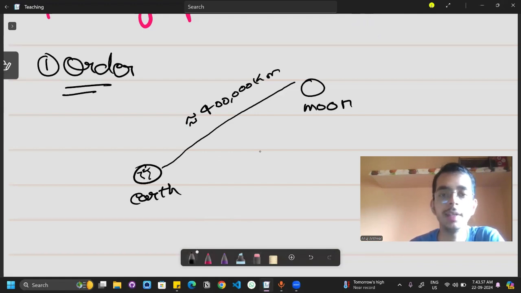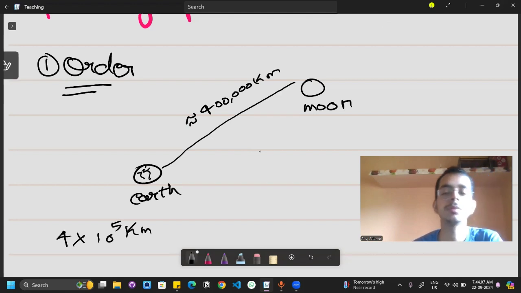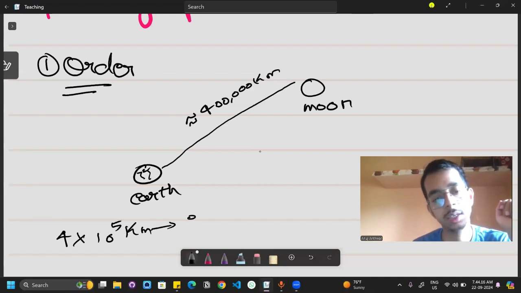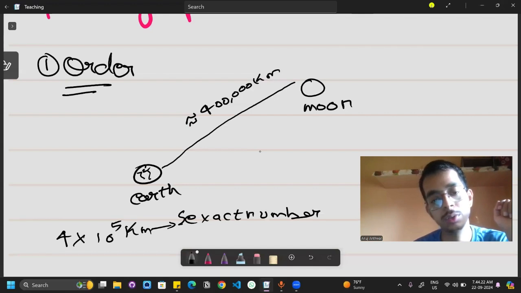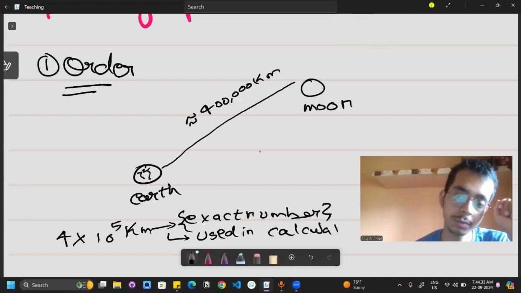Now, how can you write this number? This number can be written as 4 into 10 to the power 5 kilometers. This is the exact number which is used in scientific calculations.